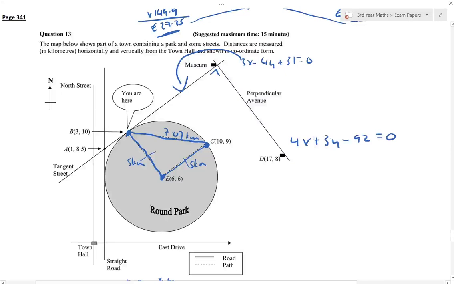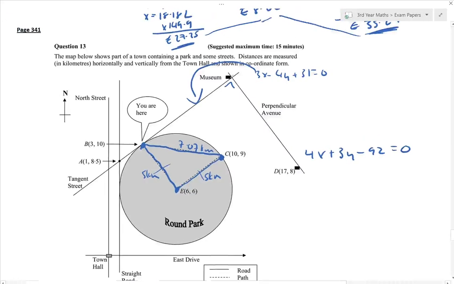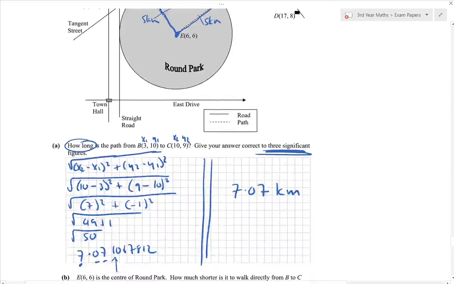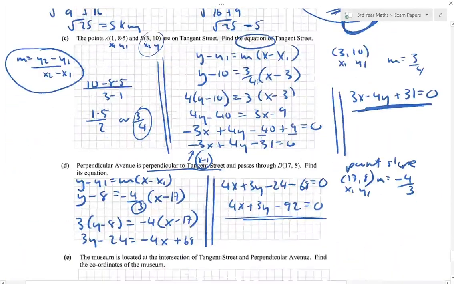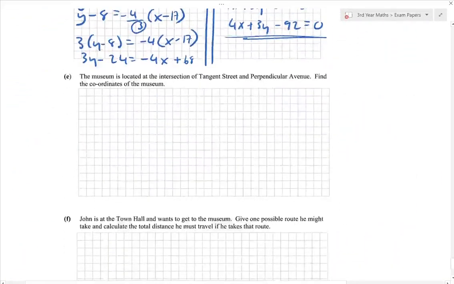Okay, now the next question says, the museum is located at the intersection of tangent street and perpendicular avenue. Now straight away when you hear the word intersection, you should be thinking simultaneous equation. The question says, find the coordinates of the museum. So we want to find where they meet, so the x and y value where they meet, so we're going to do a simultaneous equation. So the equation of one of the lines is this, and this is the equation of the other line.